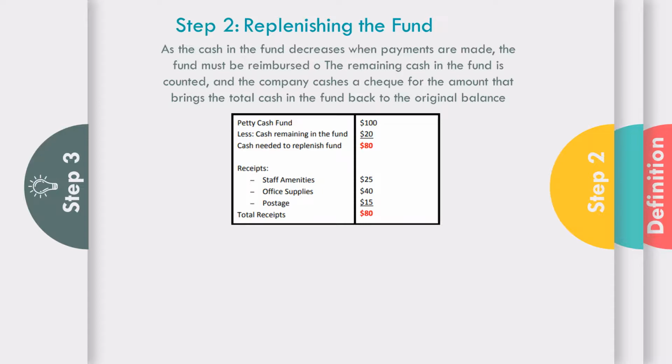To replenish the petty cash account, we need money, and in this case, we need $80 to bring it back to the $20 that's remaining. This will bring our fund back to $100 cash. In order to do this, we need to make a journal entry and write a check to ourselves. So in this case, we need to debit staff amenities, debit office supplies, debit postage, and credit cash.